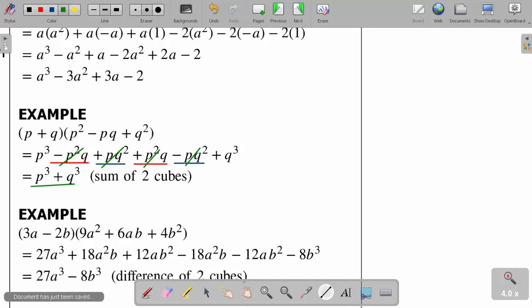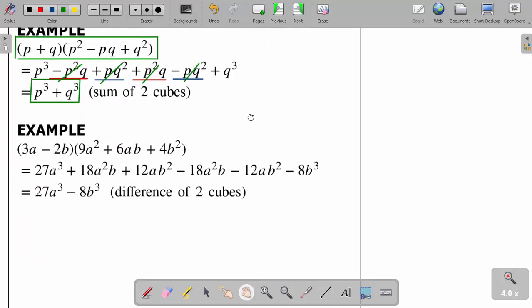Meaning that all the time whenever I have something like p to the power 3 plus q to the power 3, it means that this one is the same as the expanded form of p plus q, into brackets, p squared minus pq plus q squared. This one is called the sum of two what? Two cubes. Hope we are together.